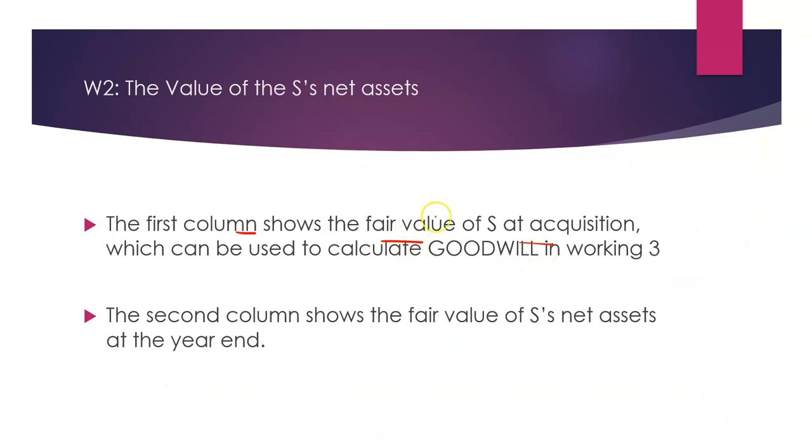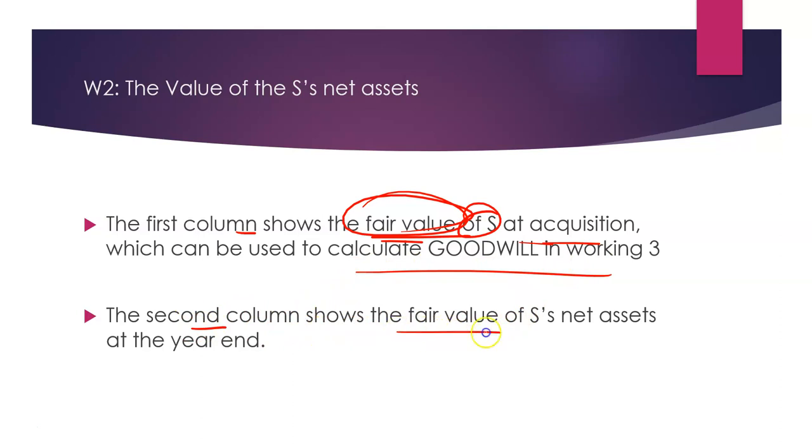So what am I saying? The first column shows the fair value of the subsidiary at acquisition, and then we can use this to work out goodwill. So goodwill really is the excess. We'll see that now. The second column shows the fair value of the assets at the year end. I think accounting sometimes is quite fair, because the truth is, if you know what the fair value of an organization is at the beginning of the year, and you know what the fair value is at the end, any movement is the real profit. Ultimately, that's where we're going.